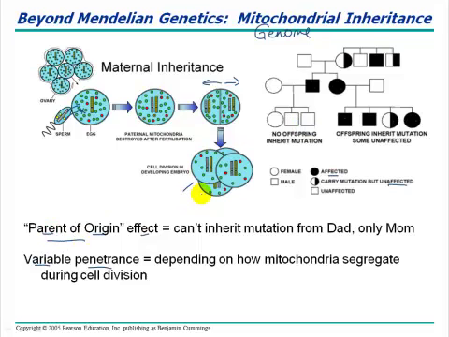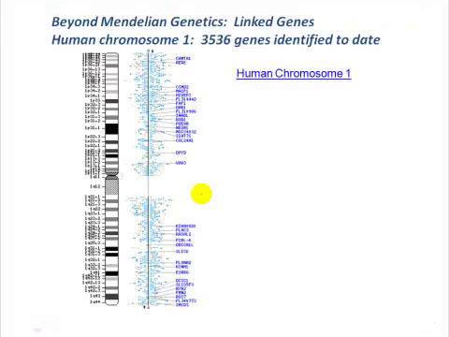All right, so the final non-Mendelian inheritance pattern that I want to discuss in this video is one that we have briefly referred to before, and that's this idea that some genes are physically located on the same chromosome, on the same bit of DNA. They're actually physically linked to one another structurally on the DNA chromosome. So this is a depiction of human chromosome 1, which is showing just a very, very small subset of the genes that are present. There are over 3,500 genes that have been identified to date on human chromosome 1.